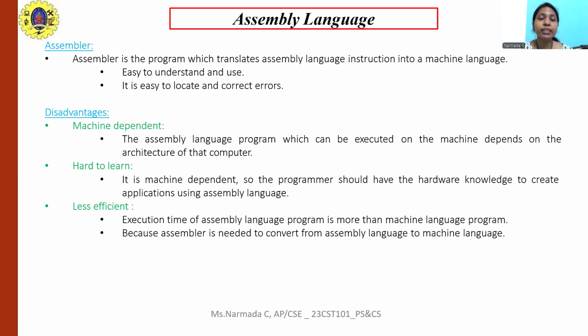In this, we need an assembler to convert the assembly language into a machine understandable language. An assembler is nothing but a program which translates the assembly language instructions into machine language. Here we can easily understand and use it, and it is easy to locate and correct errors.